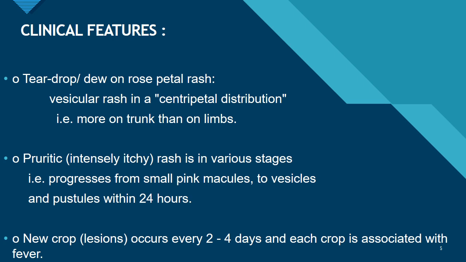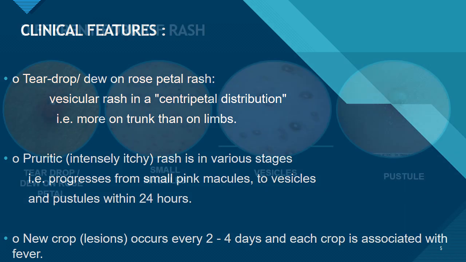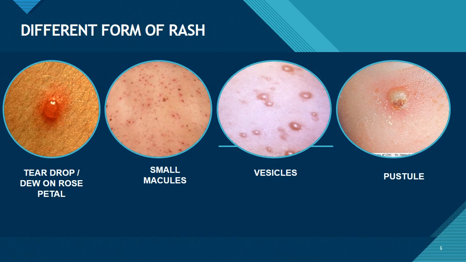New crops occur every 2 to 4 days, and each crop is associated with fever. It means that every 2 to 4 days, the fever will also occur. In this picture, you can visualize different varieties of chickenpox rash. The first one is teardrop, the second is a small macule, which is red to pink in color, the third one is vesicle, fluid filled, and the fourth one is pustule, which then crusts over and then a new crop may begin.